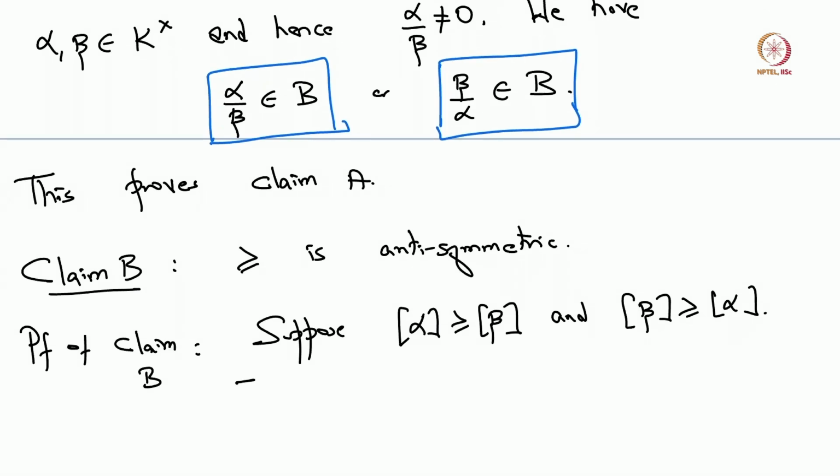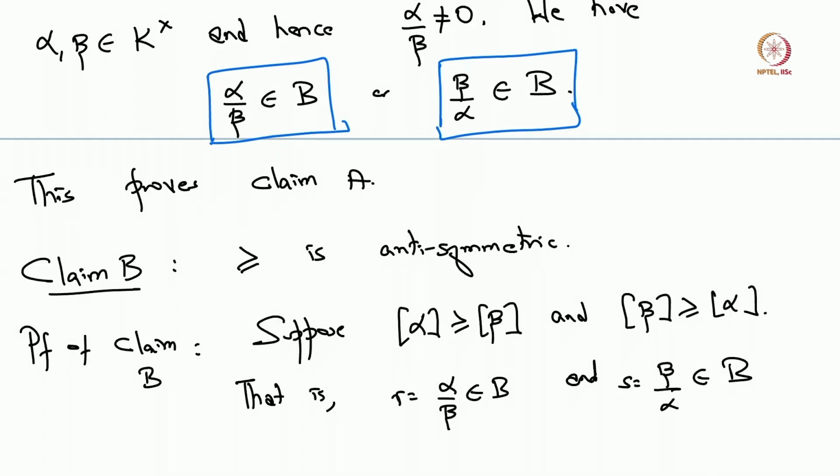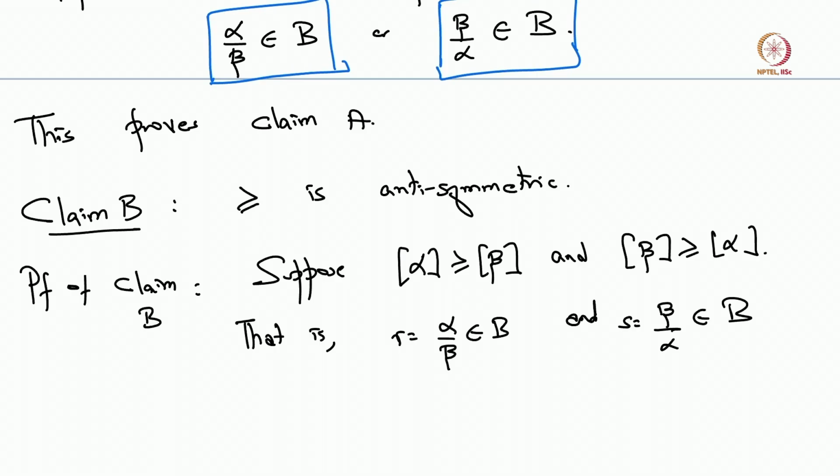that is, this ratio alpha over beta belongs to B, and its inverse beta over alpha also belongs to B. So let's call alpha over beta as R, and let's call beta over alpha as S. Okay, and what do we want to show? We want to show that the square bracket alpha and square bracket beta are equal to each other.